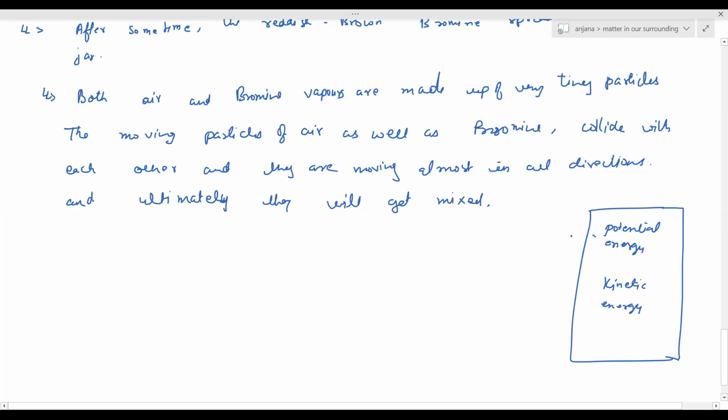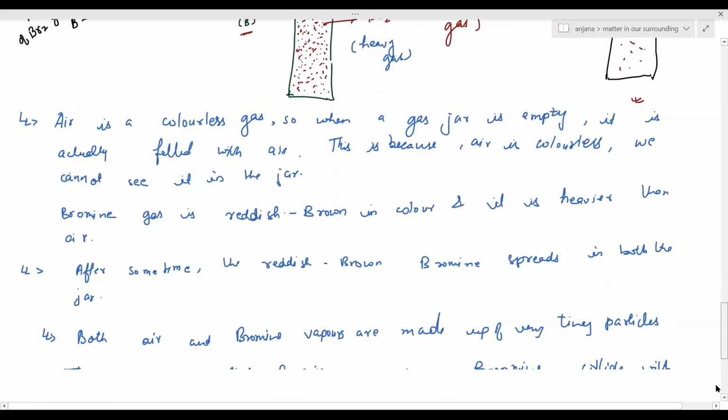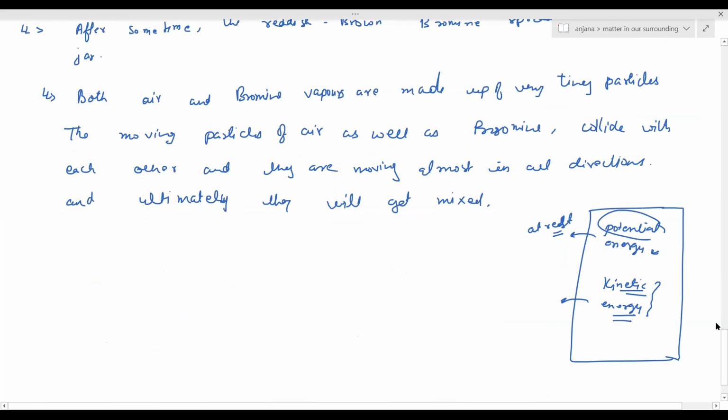Now, what is potential energy? Any object when it is at rest, whatever energy it has is known as potential energy. And any object when it is moving, whatever kind of energy it has at that time is known as your kinetic energy. So for these gas molecules, when they are moving, they have quite high kinetic energy, and since their kinetic energy is high, they can move easily irrespective of the gravitational pull. Okay, understood, Shivansh? Did you understand?